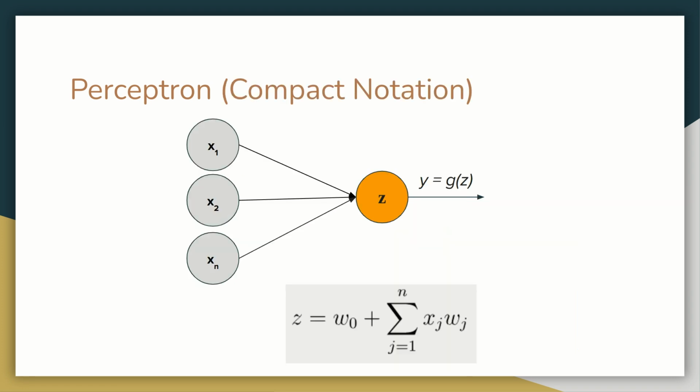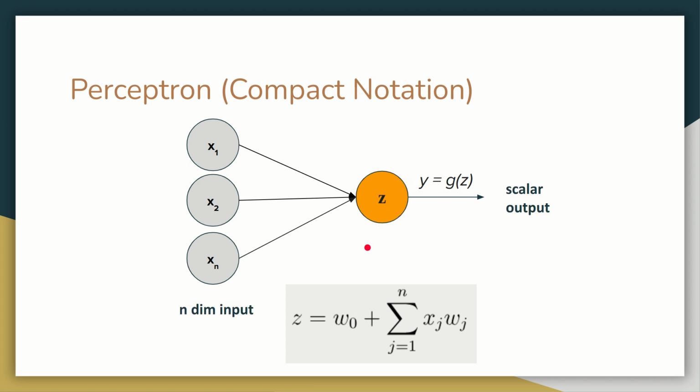So first, I will be representing the perceptron in much more compact notation. I'll be representing the perceptron with a single node or a single circle over here. What Z represents over here is the weighted sum of x1, x2 up to xn. So you can see Z is W0 plus summation over xj wj, where j is ranging from 1 to n. And then we apply a non-linear activation function on Z to get the final output, which is y.